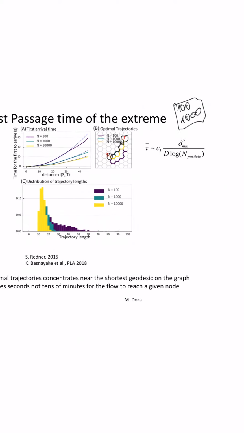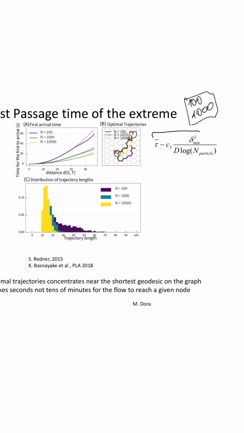And the approximated time constant, that is the time it takes to arrive at T, is actually proportional to this geodesic distance squared. And it depends on the diffusion coefficient, or equivalently the rate of switching, multiplied by a characteristic distance, so that the units are length squared divided by second. And then there is this new element, which is the log of the number of particles.